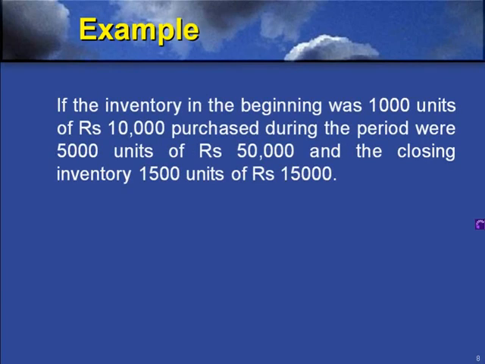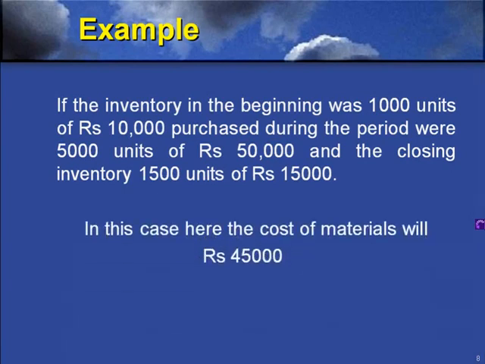Now this is the example to calculate periodic inventory. Suppose the inventory in the beginning was 1000 units of rupees 10,000, purchases during the year were 5,000 units of rupees 50,000, and the closing inventory is 1500 units for rupees 15,000. So here we will calculate the actual valuation of inventory through the periodic system. In this case the cost of material is rupees 45,000.